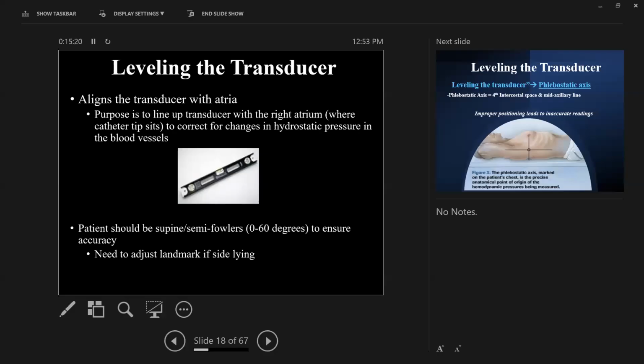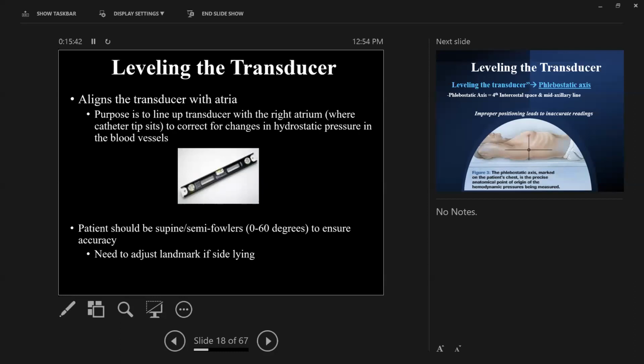Let's go back to sharing my screen here. So, like I said, we take a carpenter's level, and the purpose is to line up the transducer with the right atrium where the catheter tip sits. So remember that CVC catheter that ends up in the superior vena cava. We want to be right level with the right atrium.